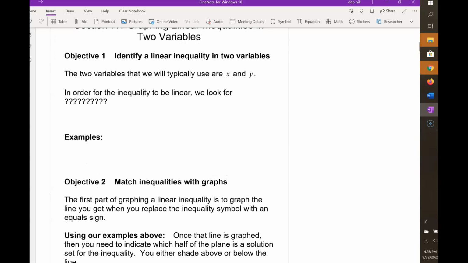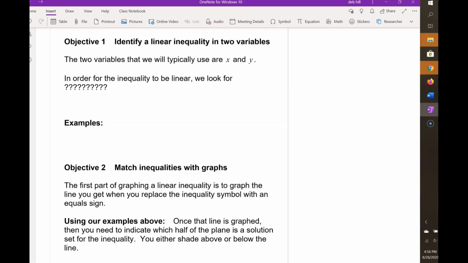So the first thing we're going to do is learn how to identify a linear inequality in two variables. So remember the 4 inequality symbols: greater than, less than, greater than or equal to, less than or equal to. So those are the linear inequalities. So the 2 variables we usually use are x and y. Occasionally t gets used for time, and you can actually name the variables whatever you like, but I find that most students are most comfortable using x and y.